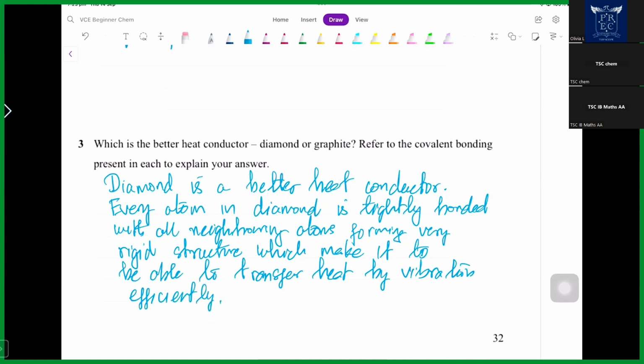So it's a good conduction in the sense that it's not by electrons, it's by the vibration of the particles. Which makes it able to transfer heat by vibration effectively.